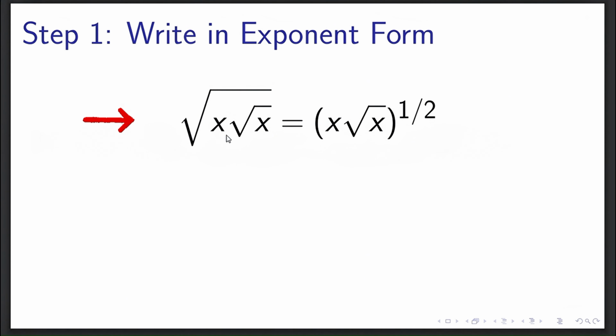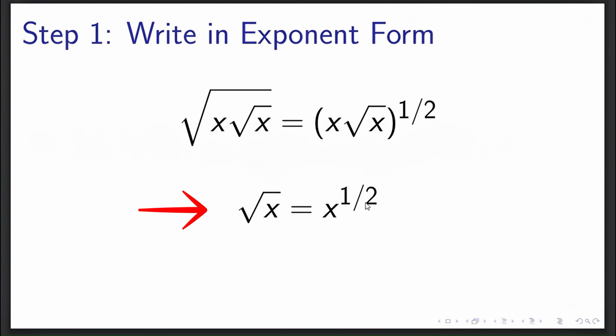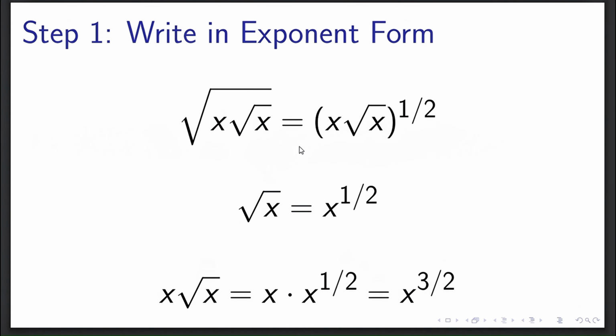We know that root of x multiplied by root of x will be equal to x root of x whole power 1 by 2. Similarly, we know that root of x will be equal to x power 1 by 2. So I'm going to solve this inner part. I know that x multiplied by root of x can be written like that, x multiplied by x power 1 by 2. When I combine these powers, I will get x power 3 by 2.